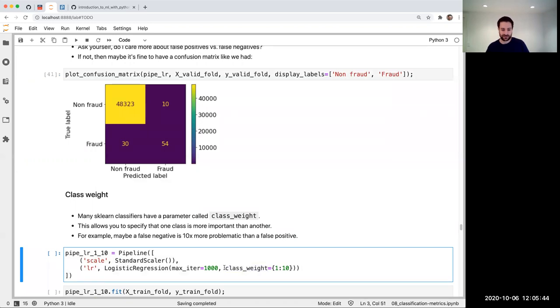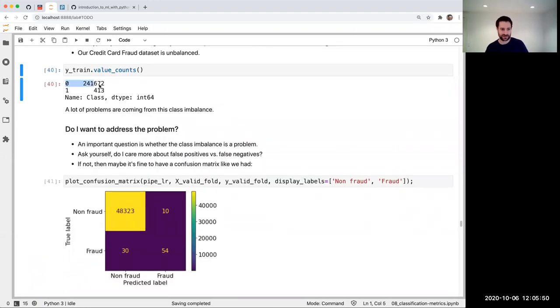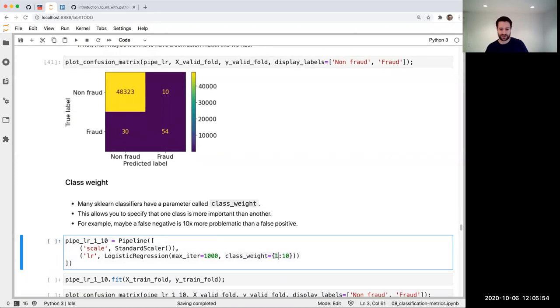And so what class weight does here is it says class number 1, which is the frauds, because they're encoded as 0 is not fraud and 1 is fraud. So we're saying for class number 1, I want to give it a weight of 10. That means the frauds are 10 times more important to me than the not frauds. Or I'm going to be 10 times more upset if I mess up one of the frauds than if I mess up one of the not frauds.